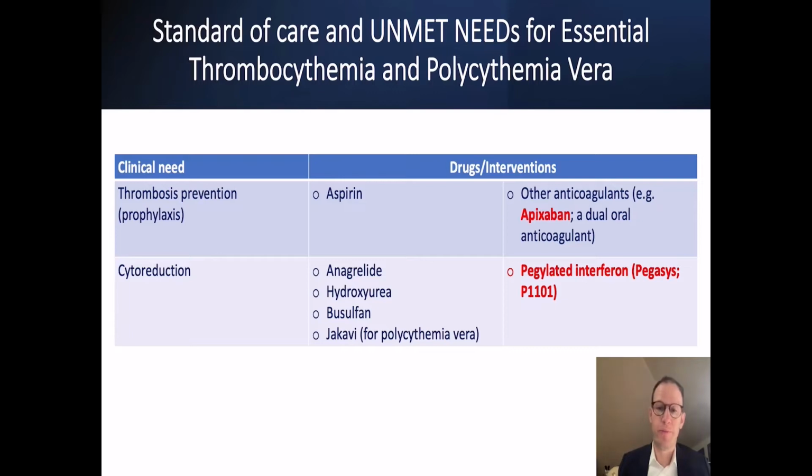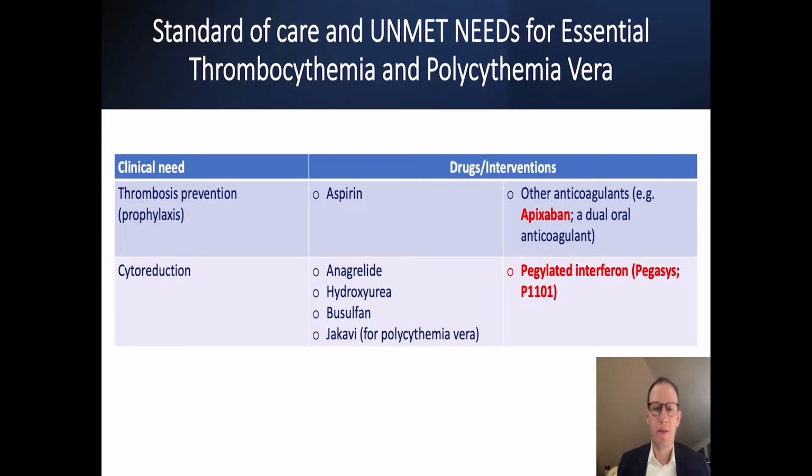So there's a drug called interferon that mimics cytokines, molecules that we produce in our body, especially when we're sick, when we have inflammation. Pegylated interferon is just another form of interferon, and it seems to be not only effective at cytoreduction, that means controlling the blood counts, but also at reversing lots of the processes that are happening in PV and ET.